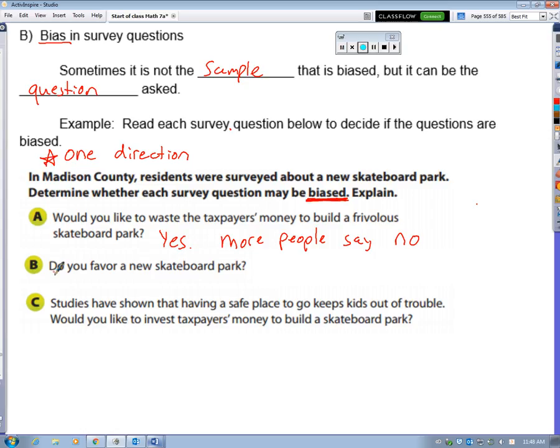Okay, question B, do you favor a new skateboard park? All right, is this biased? No. Okay, because basically it just asks the question very honestly, do you favor a new skateboard park? Yes or no? All right, so people will likely answer honestly. Okay, more people answer honestly.